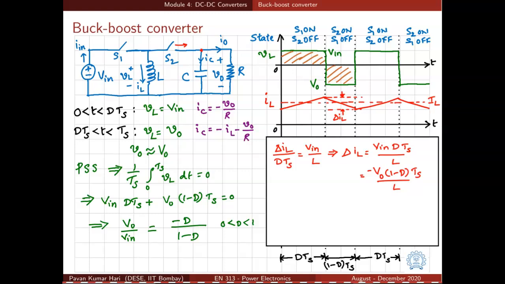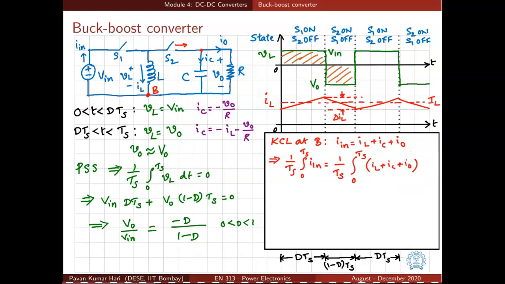But how do we get the average value of inductor current, capital IL? For that we need to apply KCL at node B, and if you apply KCL, we observe that IN is equal to IL plus IC plus IO. And if you integrate on both sides from 0 to Ts and divide by Ts, we see that one term on the right hand side becomes 0. Why? Because the average value of capacitor current IC should be 0 in periodic steady state.